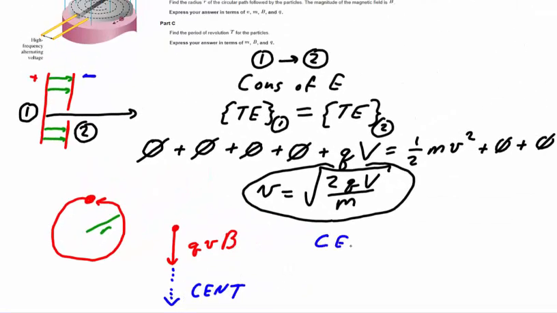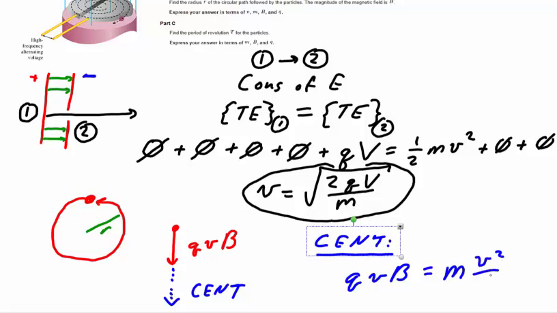Analyzing the centripetal direction, we ask ourselves to name any one force in the plus centripetal direction. The answer is clear. That force is QVB. This is the sum of all forces, and as always, the sum of all forces is ma, and indeed there is an acceleration in the centripetal direction. That acceleration is velocity squared over radius.